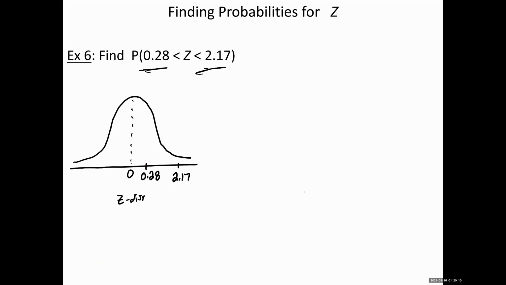From 0.28, you're going to go up to the curve. From 2.17, you're going to go up to the curve. You're going to shade between. This is a between probability. So make sure you shade this area. Okay, then next thing we're going to do is you're going to apply the formula.